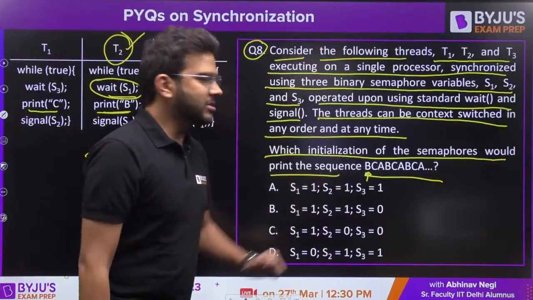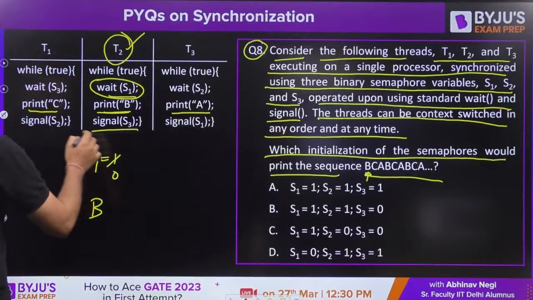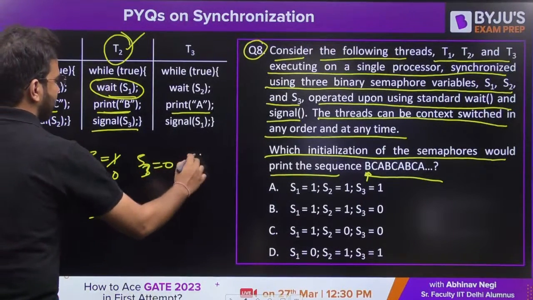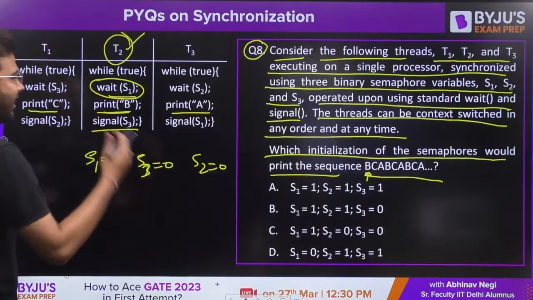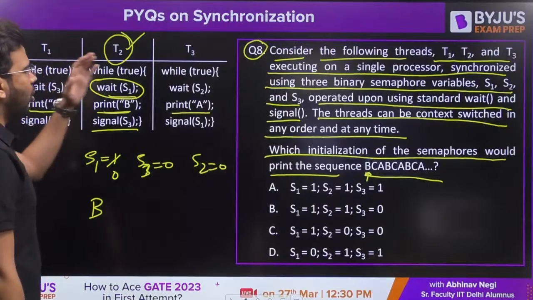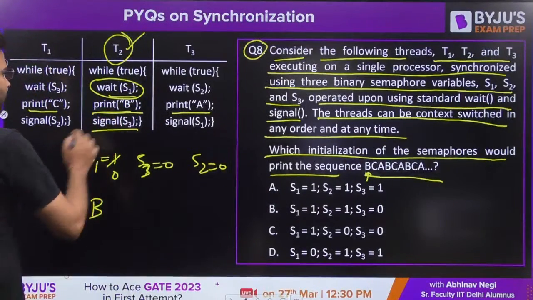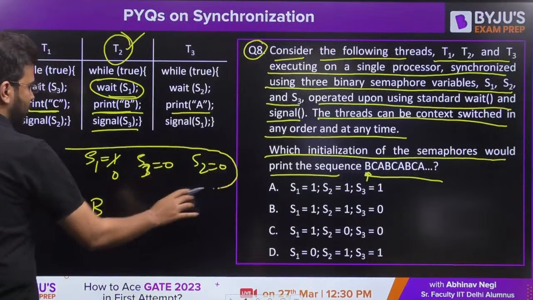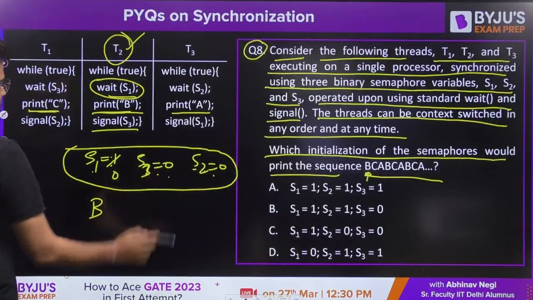Now after B we want C to print. So if I want C to print, definitely this signal S3, so S3 value has to be 0. Similarly S2 value initially has to be 0 because we don't want in any case to print C or A first. We want only B first to print. So obviously these are going to be the initial values: S1 is 1, S2 is 0, S3 is 0.